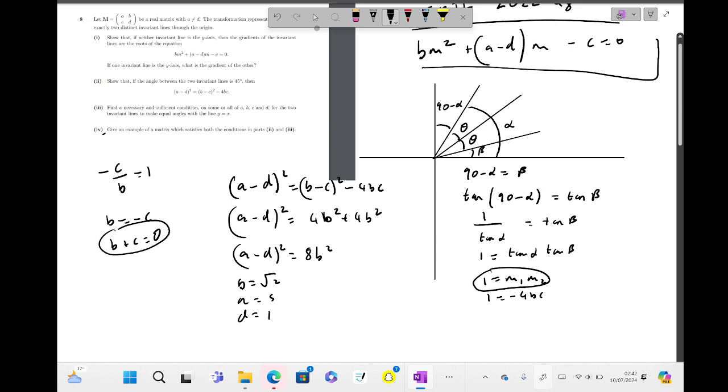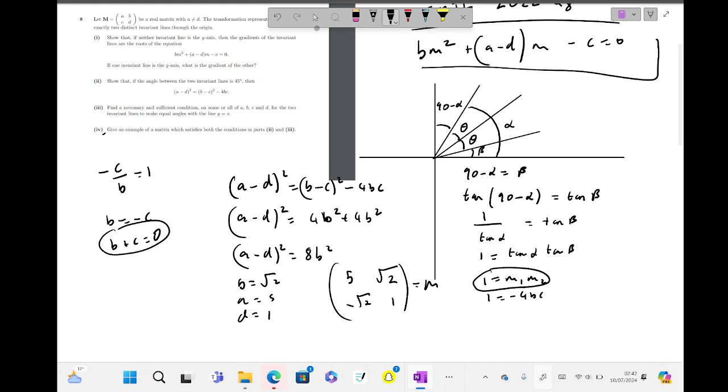So then you just end up getting this, and that is your matrix, and that's it. That's the whole question done. I wonder if there's an easier way to do this final part. I'm sure any numbers would work if you spent long enough on it.